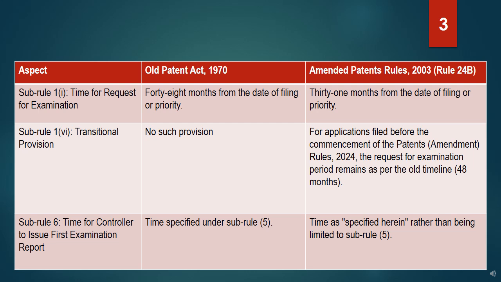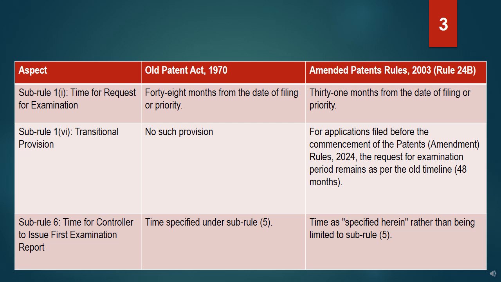Third one is clarification in time limits for processing, Sub-Rule 6. Under the old rule, the timeline for processing after an examination was referred to as being specified under Sub-Rule 5. According to the new rule, this phrasing is replaced by "specified herein", making it clear that the relevant timelines are directly stated within the current rule, not just in Sub-Rule 5.